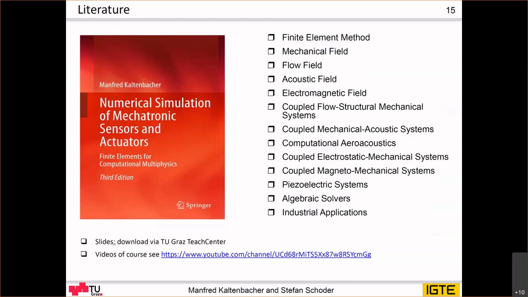Concerning the slides, you can download them from the Teach Center, and we have also prepared a lot of videos. You can already find the playlist on YouTube, and we will also record all our sessions here and put them on YouTube. It's not the first time we give this course; it's the first time at Graz University of Technology, but we did it for quite a long time at Vienna University of Technology. So there will be a lot of videos on YouTube, so that you can also prepare for this course individually.